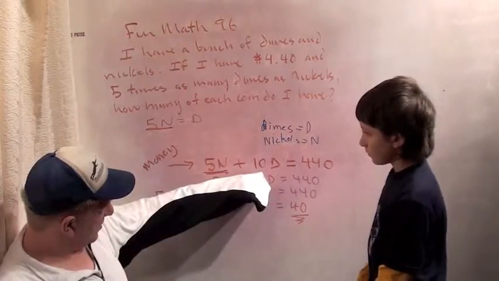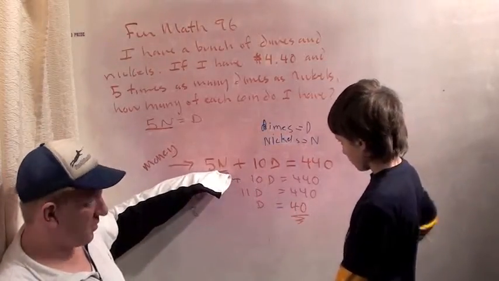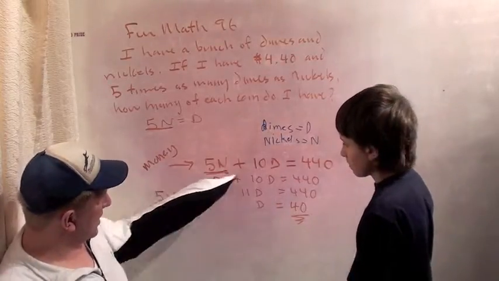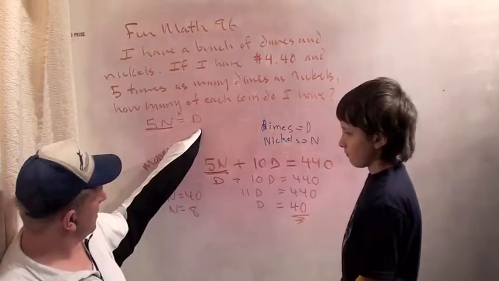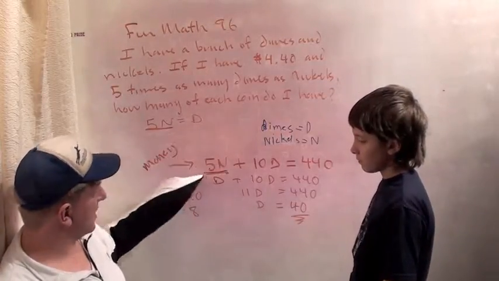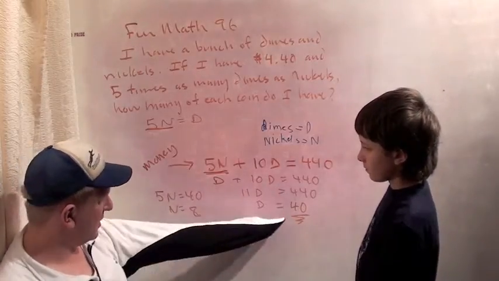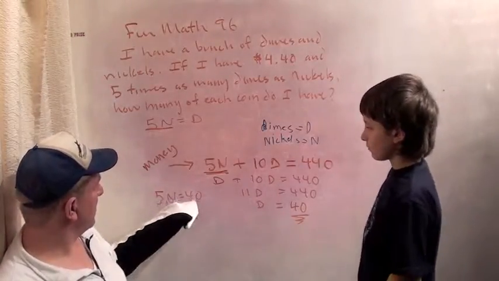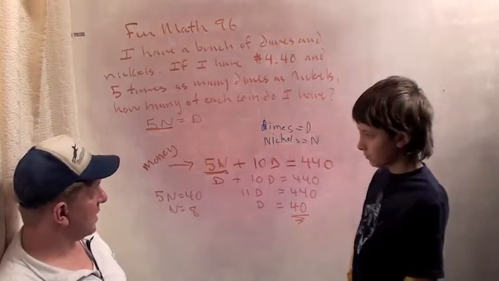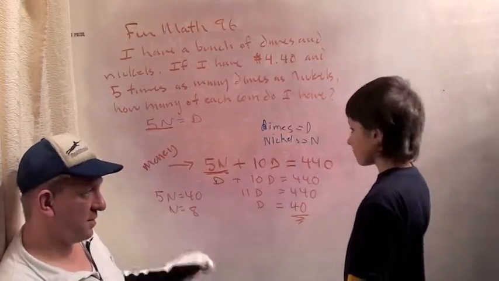5N plus 10D is 440. This is the amount of money. Each nickel is worth 5 cents. Each dime is worth 10 cents. We can substitute for the 10 dimes if we want, or we can get rid of the 5N, which we happen to have here. In this case, getting rid of the 5N is a little easier. That becomes D. 11D is 440, D is 40. 5N is 40, N equals 8. So I have 40 dimes and 8 nickels. And notice I have 5 times as many dimes as nickels.